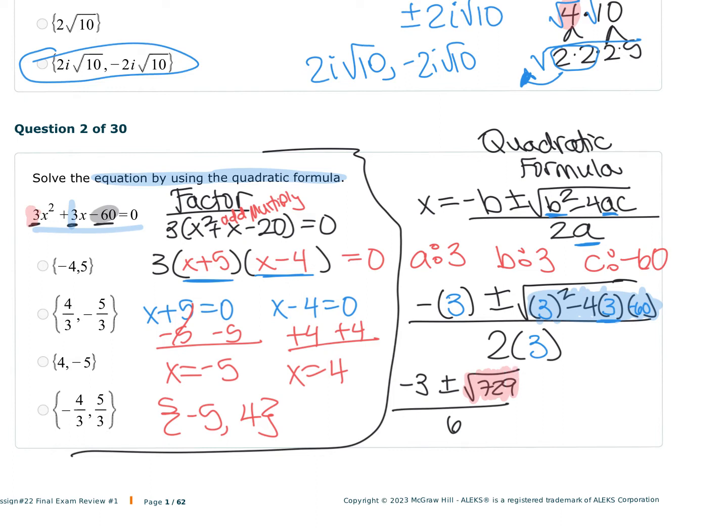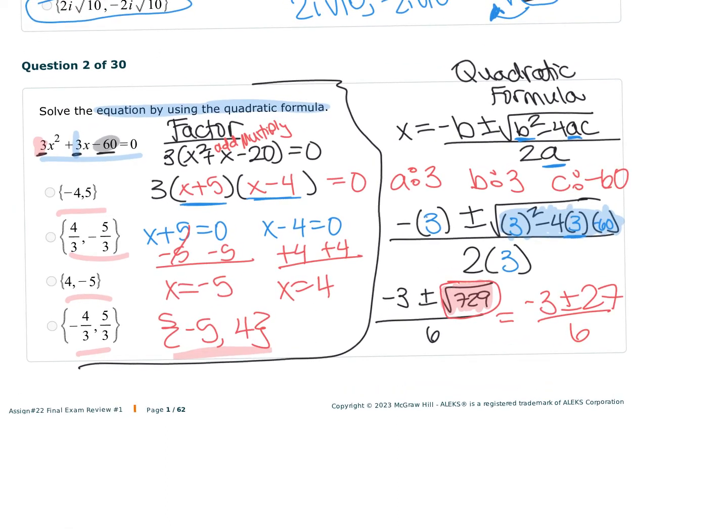Okay, now I will use my calculator to evaluate the square root of 729. My hope is that it is a perfect square, which I know it should be, honestly, by looking at my different answer choices. Okay, so that's great. And I also already know what the answer is. But anyways, I do the square root of 729, and I'm very happy to see that it is a perfect square. It is 27. So I end up with negative 3 plus or minus 27 over 6. Notice the square root goes away because I have a perfect square, and the square root of 729 is 27.